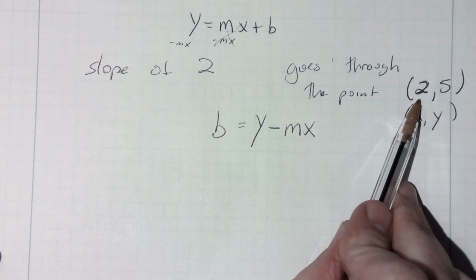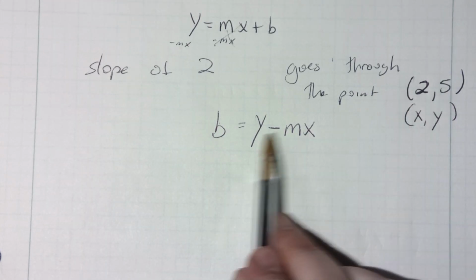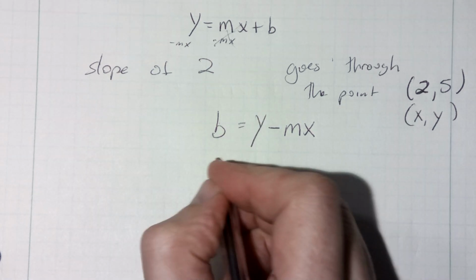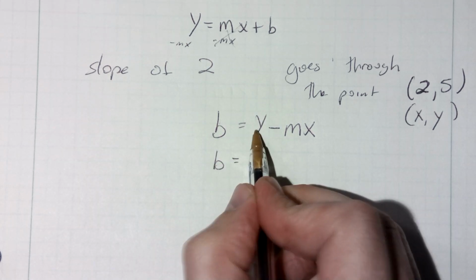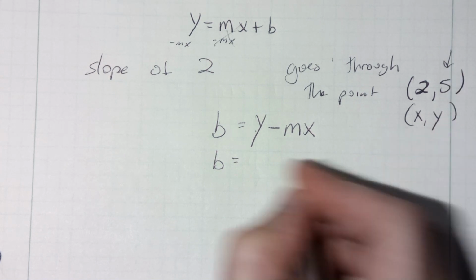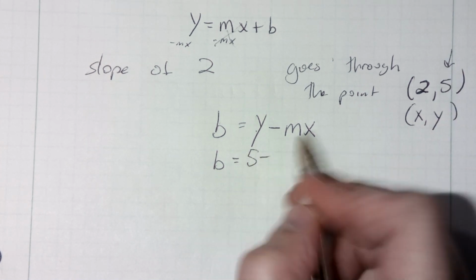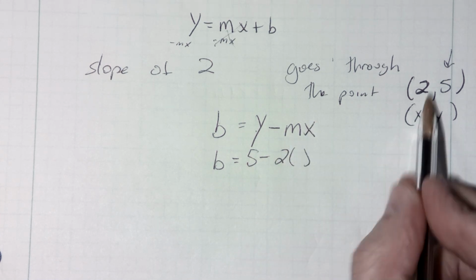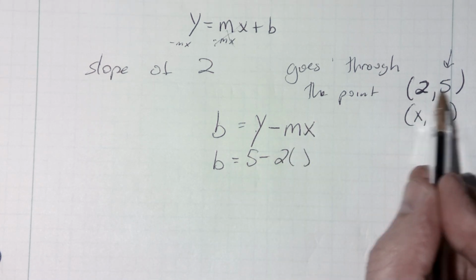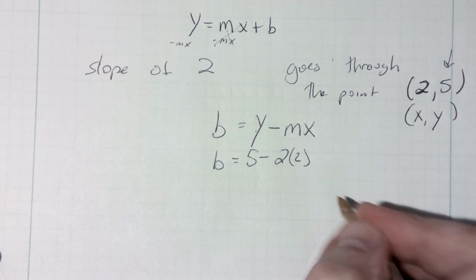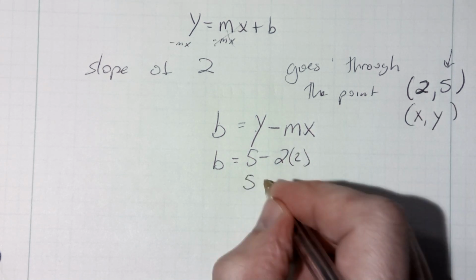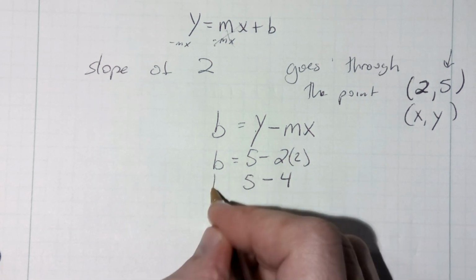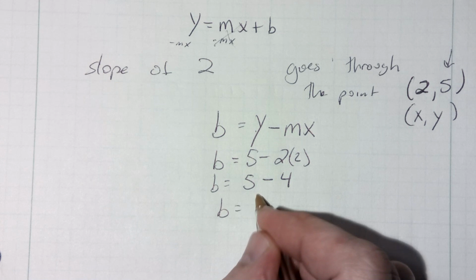We're looking for b. And guess what? I know an x value, I know a y value, and I know my slope. So my b value is going to be the y value they give you, which is 5, minus your slope, which is 2, times the x value that was paired with that y value of 5, and that x value was 2. So I get 5 minus 4, because I do the multiplication first, following order of operations, and I find out my b value is 1.